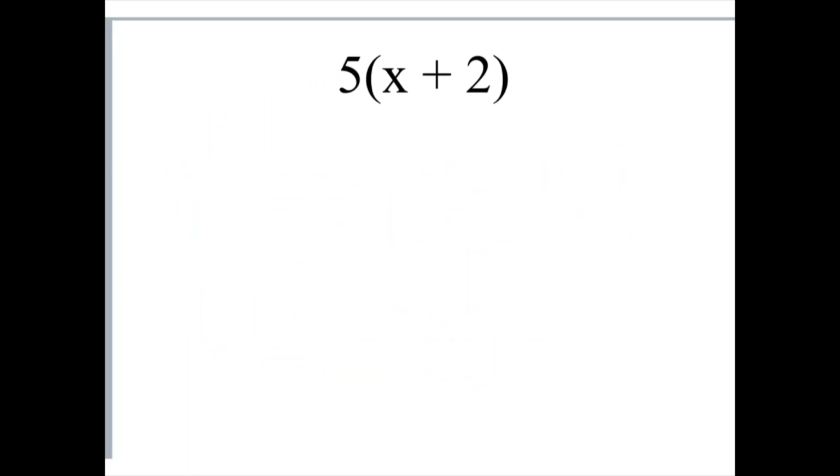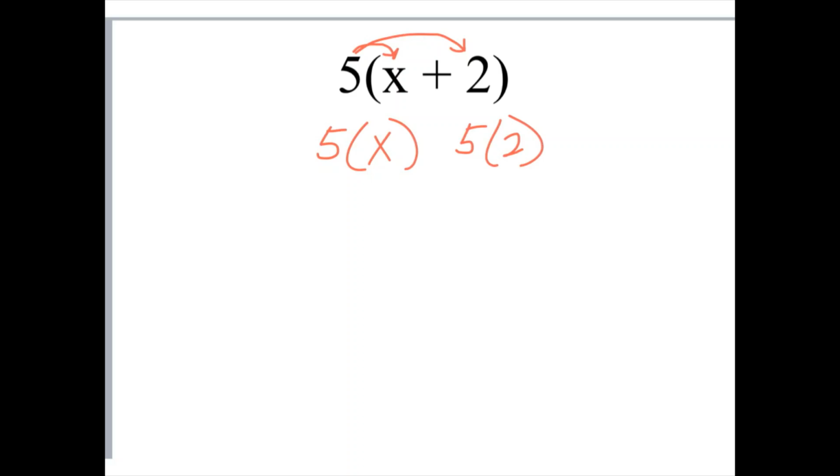The quick way to simplify a problem like this, where you have a number on the outside of parentheses that's multiplying, is just to multiply each of the terms inside the parentheses by the number on the outside. One of the things that we do to help you remember what you're doing is to draw little arrows. And so we're going to do 5 times x, and then we're going to do 5 times positive 2, and then we're going to put them together.